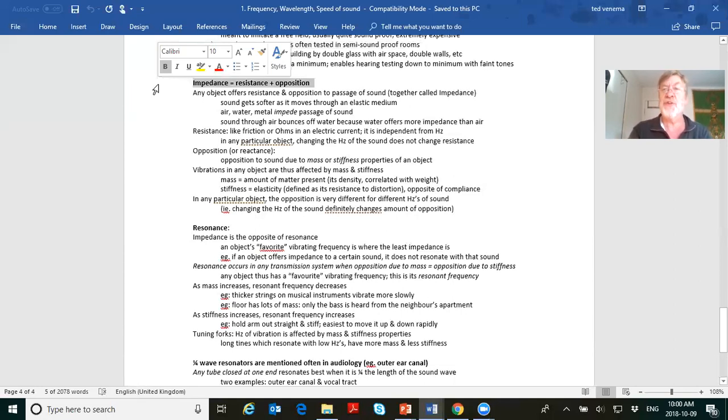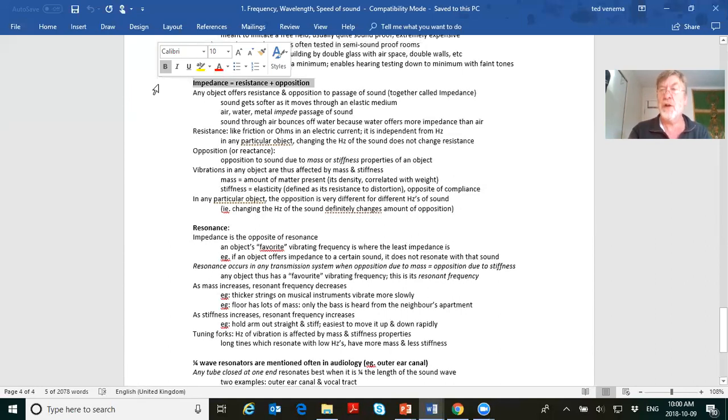But in addition to resistance, there's also opposition. And the opposition is sometimes called reactance. And the reactance or opposition can be broken down into two parts: opposition due to mass, opposition due to frequency. So opposition due to mass, what is that? Mass, think of a locomotive. Does it like to be jiggled? No. Mass opposes high frequencies, doesn't like them. It opposes them. Stiffness does the opposite.